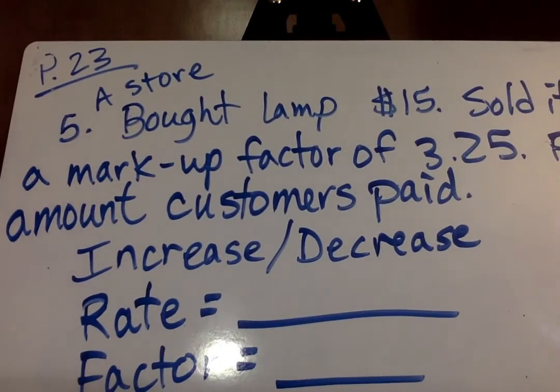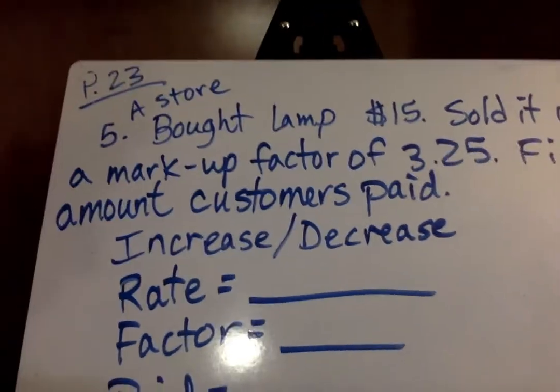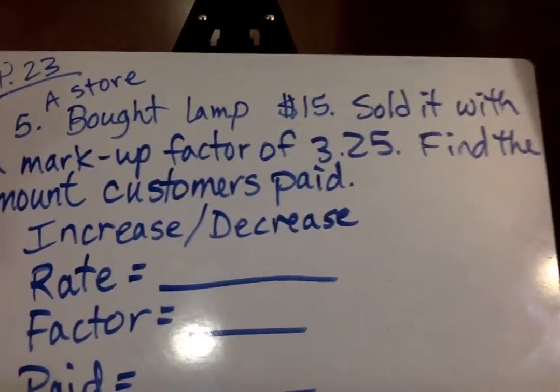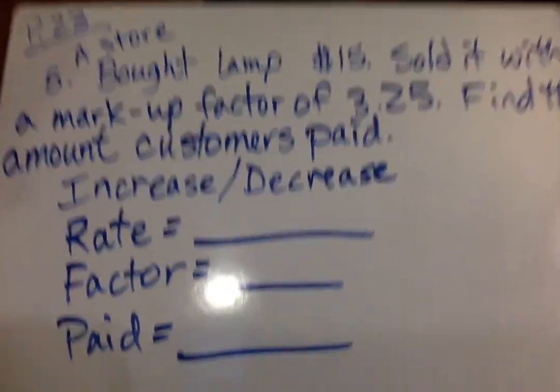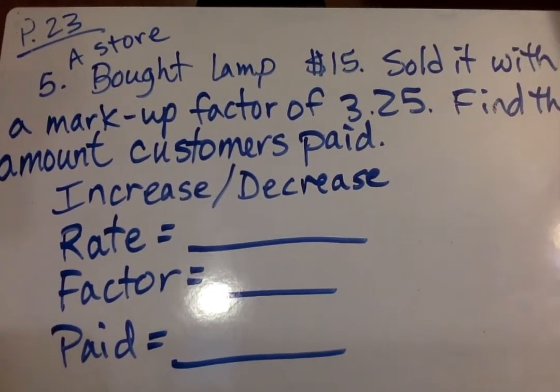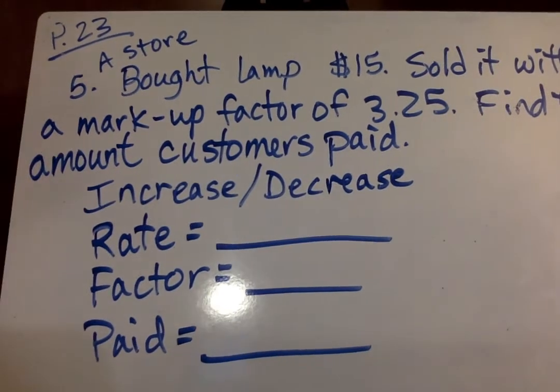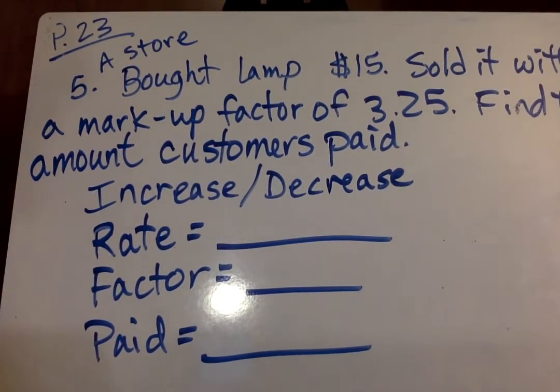Okay, we're going to go ahead and do this problem. Okay, so it is number 5. A store bought a lamp for $15. They sold it with a markup factor of 3.25. Find the amount the customers paid.